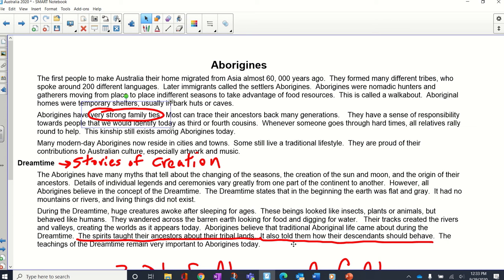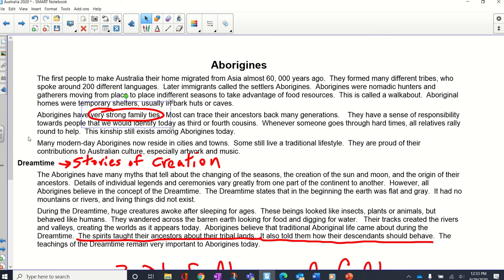So Dreamtime stories for the Aborigines are their stories of creation, how the world was created. They tell them how they should treat the land and how they should treat each other, how they should behave in their daily life. So it's sort of their religious stories. If you've ever read any of the ancient Greek myths or ancient Roman myths or the Norse myths with Thor and Loki in them, or anything from ancient Egypt, it's the same idea: teaching stories that tell how things got created and encourage how people should behave.